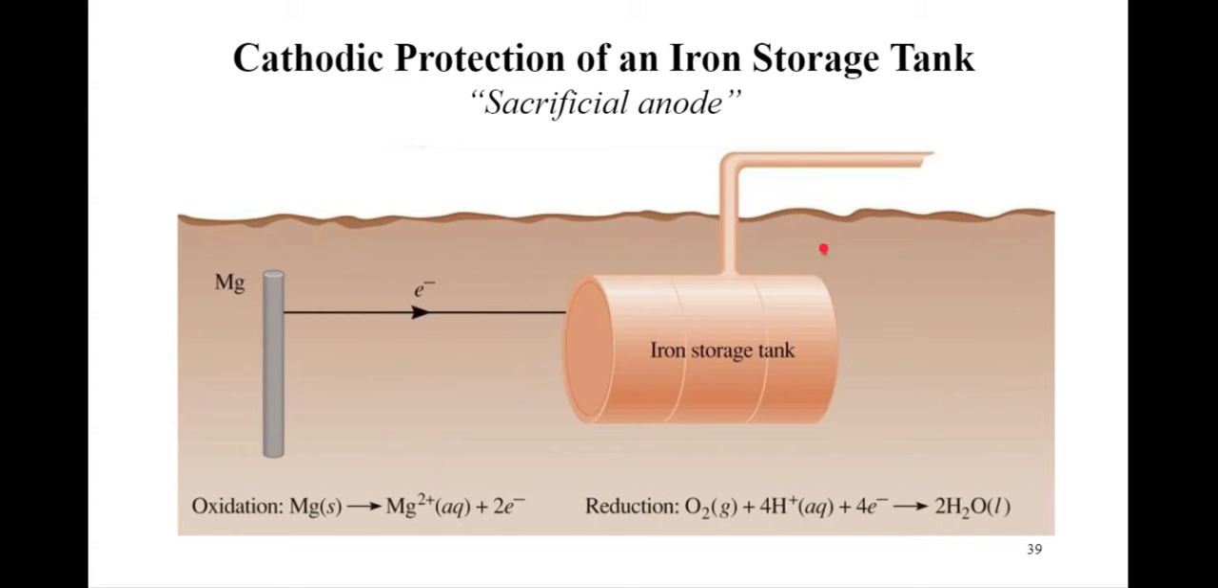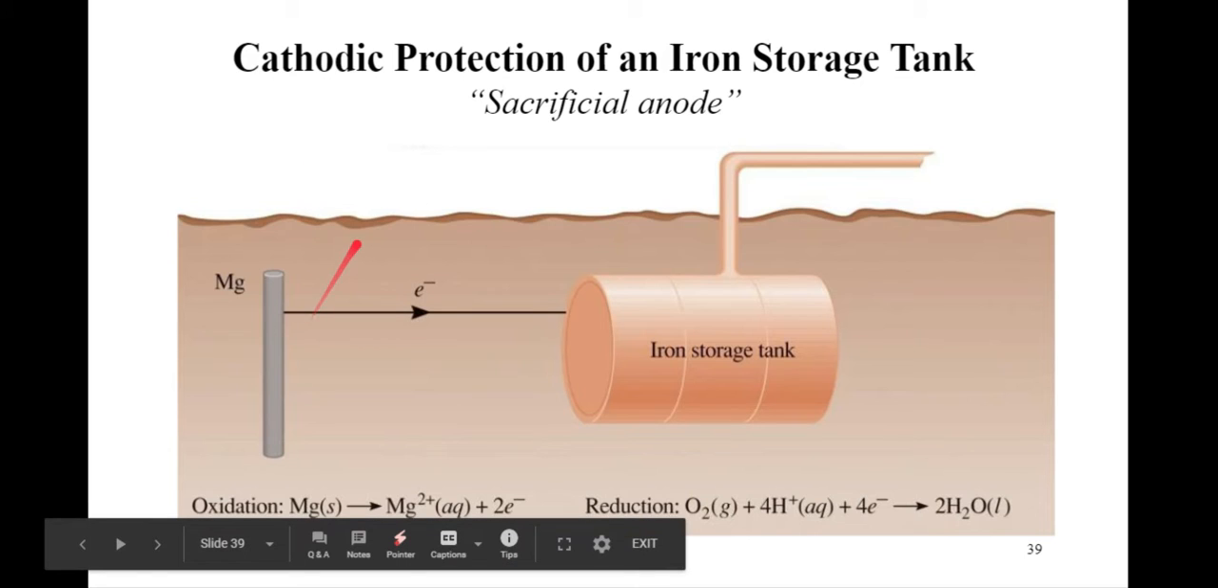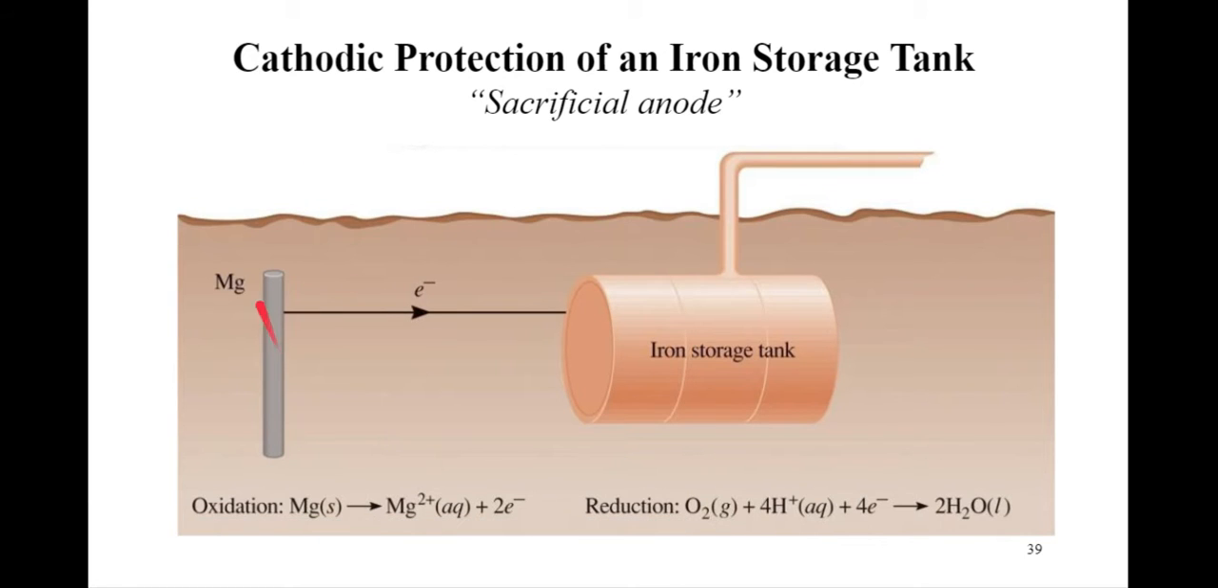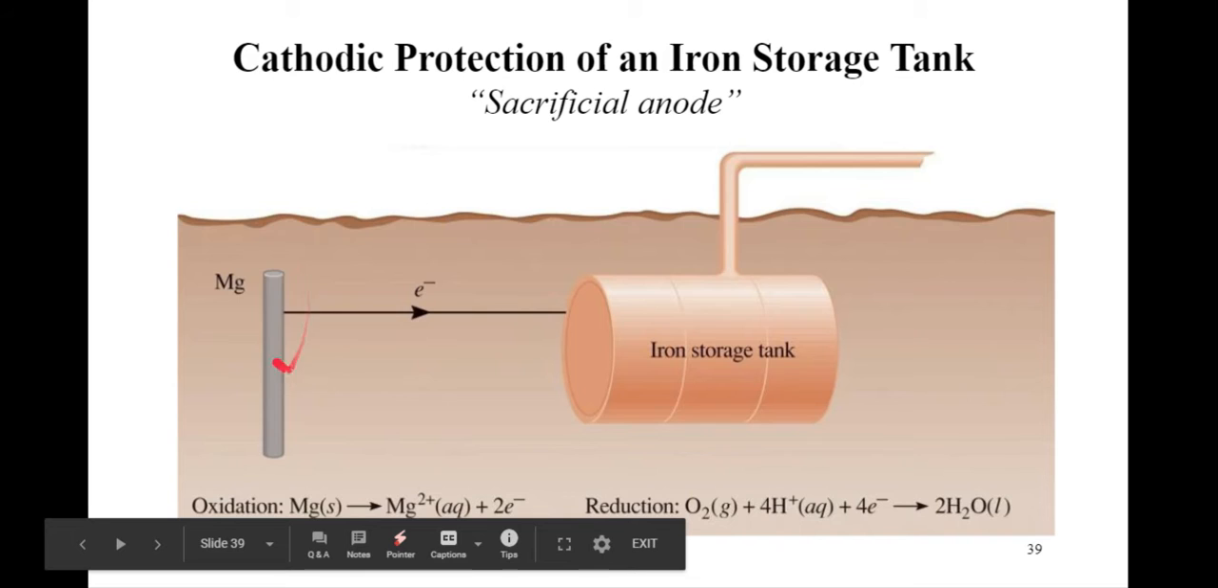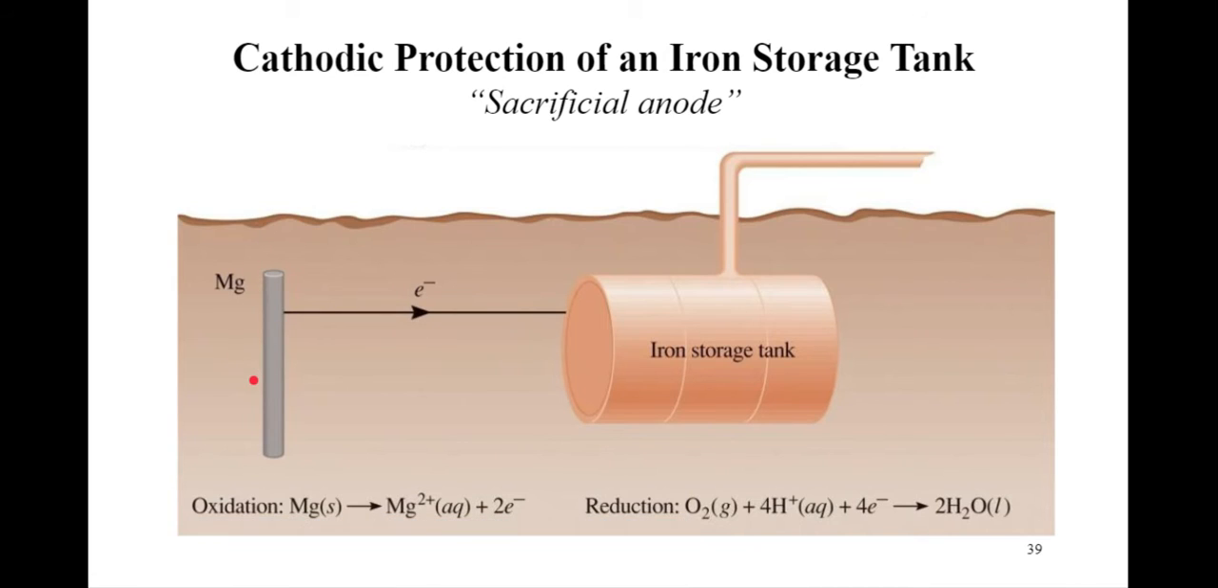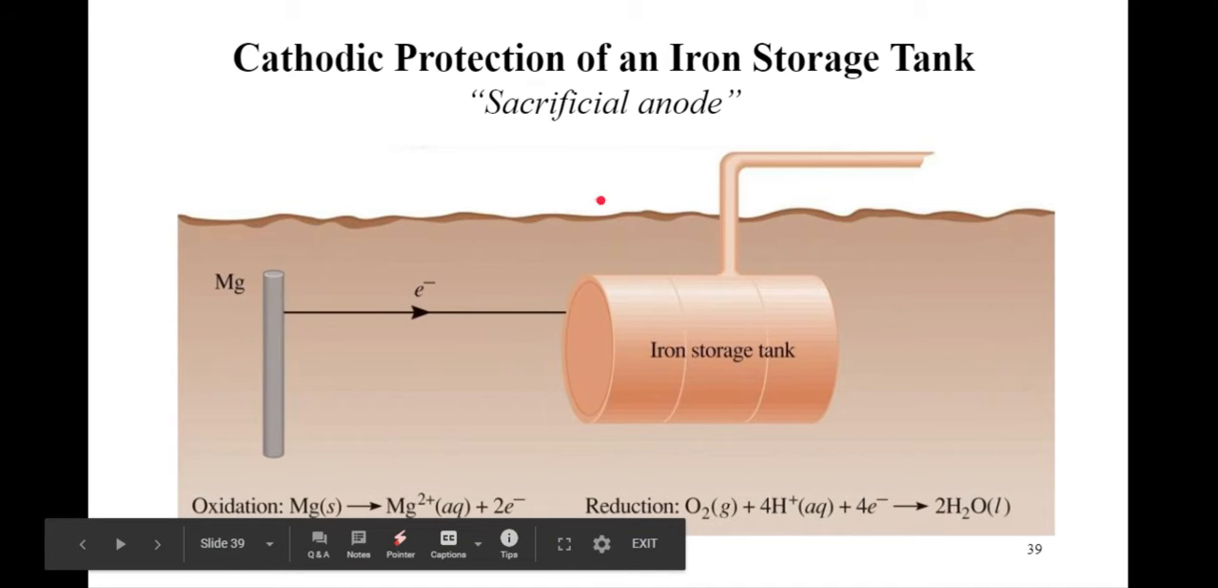So if anything tries to corrode the iron in this tank, if something tries to steal its electron, if it's in contact with this piece of magnesium or some other metal, it can then pretty much instantly take an electron from magnesium to keep itself in the reduced state. So magnesium gets oxidized. And over time, it will be this that gets corroded away, but it's much, much, much easier to replace versus this apparatus.